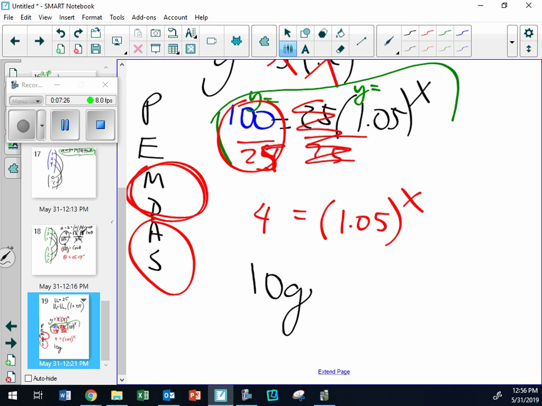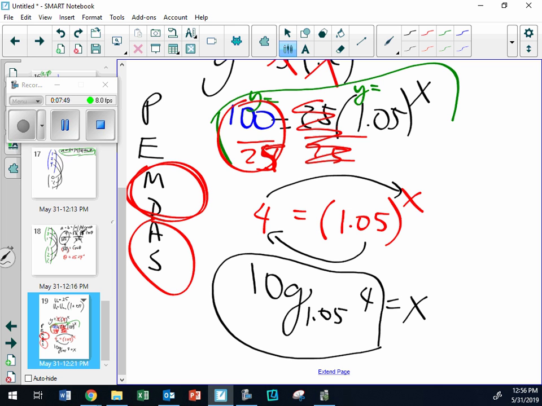Which of these kind of looks like a base to you? The 4 or the 1.05? 1.05. So that's the base. And then try to remember that logs always jump back and forth, back and forth. Okay? So log base 1.05 of 4 equals x. Look at that. X is alone. That means it's solved, and that's your answer.